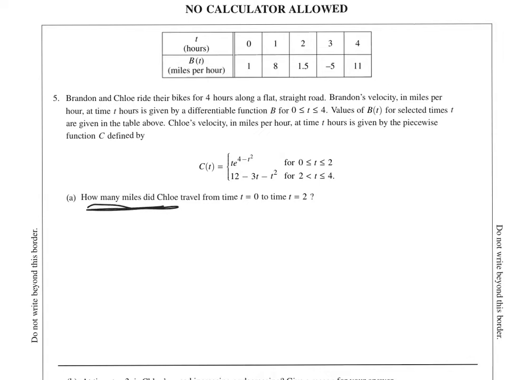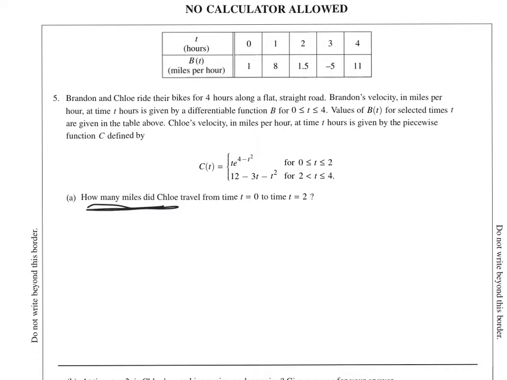They gave us a table with Brandon's velocity. So this is Brandon's velocity. And then they gave us Chloe's velocity in these functions. And they asked how many miles did Chloe travel from time 0 to time t equals 2. So we're going to use this upper function because that's the interval that this function corresponds with.